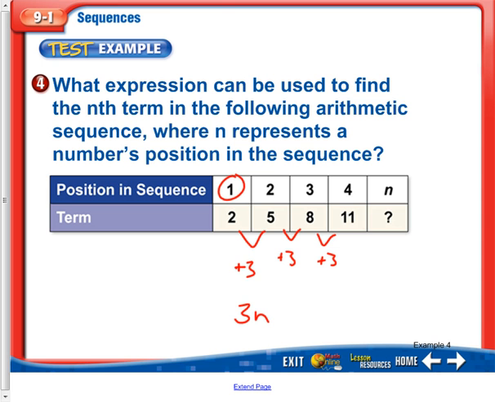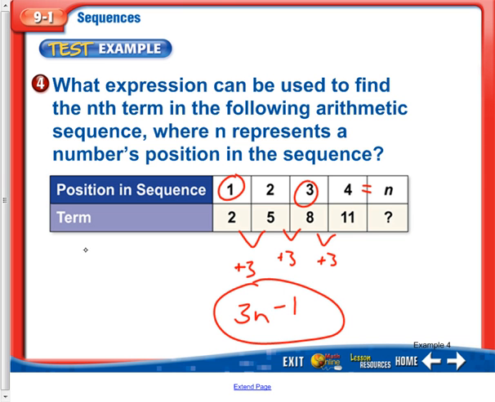Well, then take your first term, just plug 1 in. Because remember, this equals n. We're using 1 equals n, 2 equals n, 3 equals n, 4 equals n. So take your 1, plug in. 3 times 1 is 3. But what do we have here? We have a 2. Well, how can we get from 3 to 2? You have to subtract 1. So 3 times 1 is 3, minus 1 is 2. Now check it with some other number. Let's check it with 3. 3 times 3 is 9, minus 1 is 8. So it does work. This is my expression for finding the nth term.